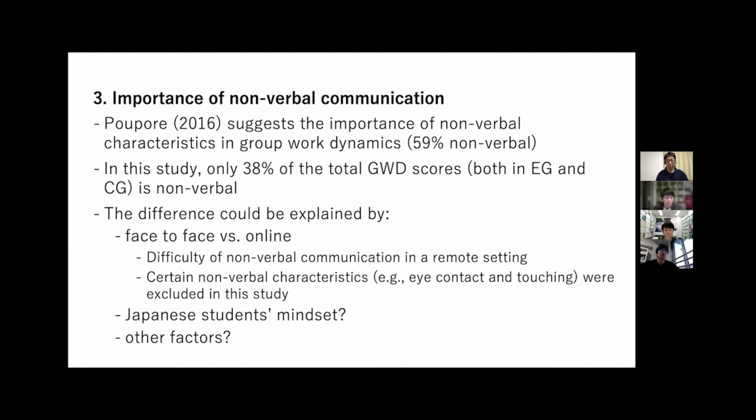First of all, the task in our study was done online, so nonverbal communication could be intrinsically difficult in a remote setting. We also think Japanese students are just not good at communicating nonverbally compared with people from other cultures. And there should be other interesting factors that are responsible for less nonverbal characteristics in our study.